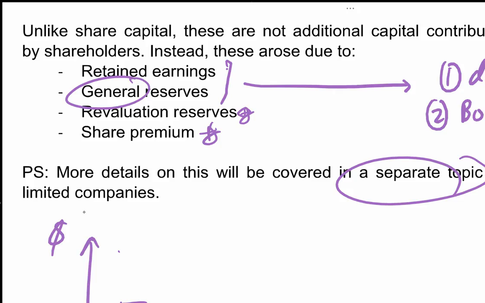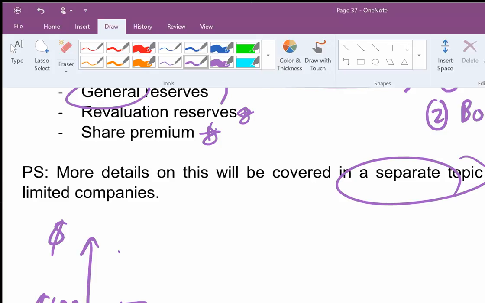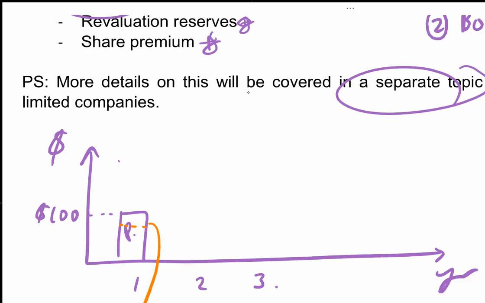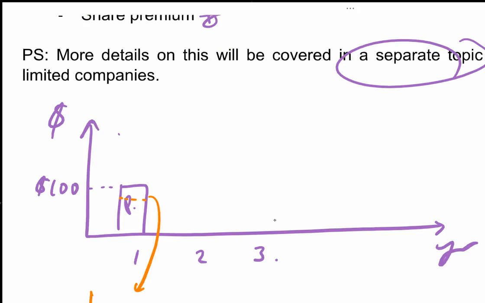Let's say the profit this year is 100. What the company may say is, oh, we got 100. Can we take out a portion of it and put it under this thing called general reserve? So then we put here maybe $20. So you allocate it out.